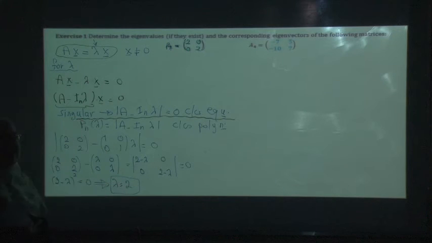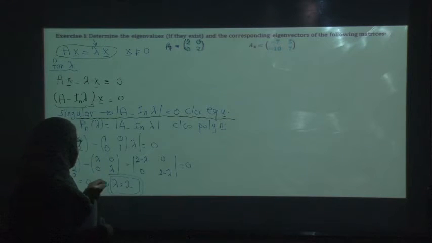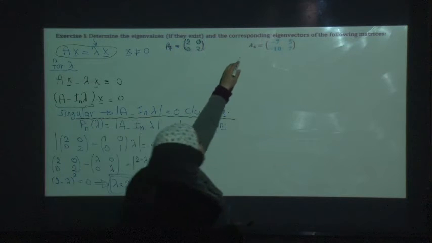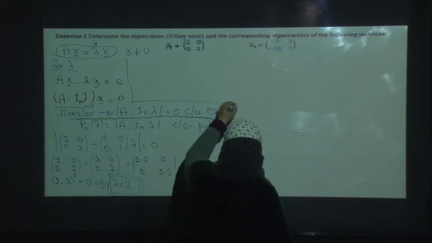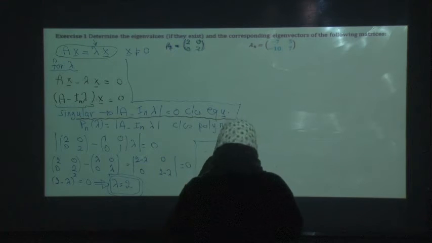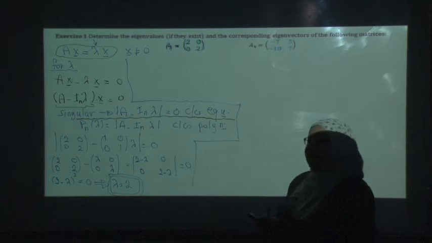Now we have found the eigenvalue of the matrix, 2 by 2. That's it. How about finding the eigenvector? We can start working here.